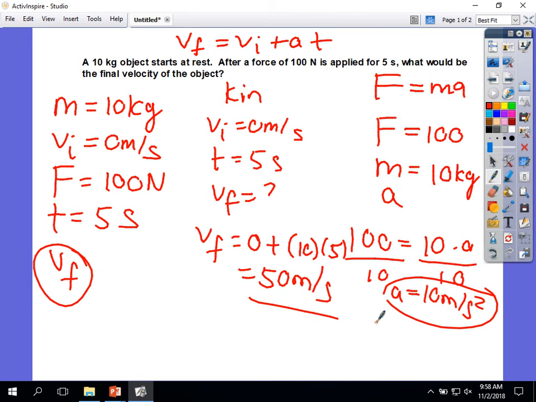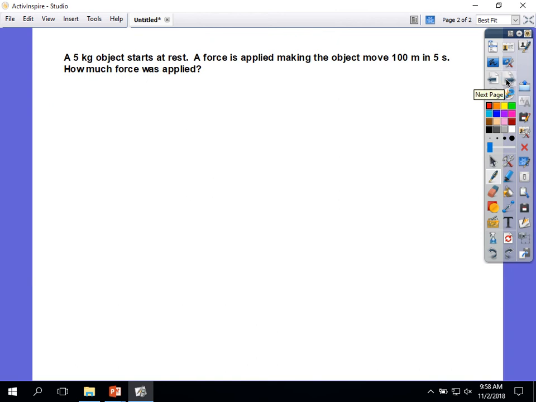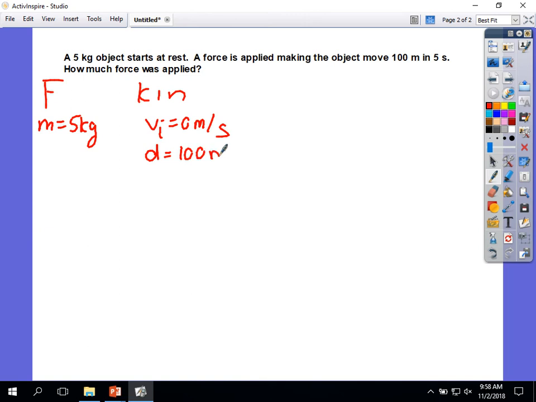All right. So let's do one more problem, because what if it goes the opposite way? Oh no. Okay. So in this one, I'm given the mass. I'm going to do force versus kinematics. Mass would be under force, 5 kilograms. It starts at rest. That's my initial velocity, 0 meters per second. A force is applied, making the object move 100 meters, d equals 100 meters, in 5 seconds, t equals 5 seconds. Okay? How much force is applied? So I'm looking for force.